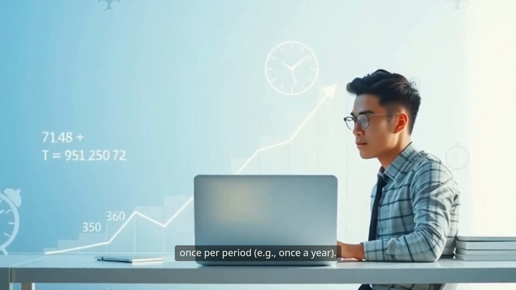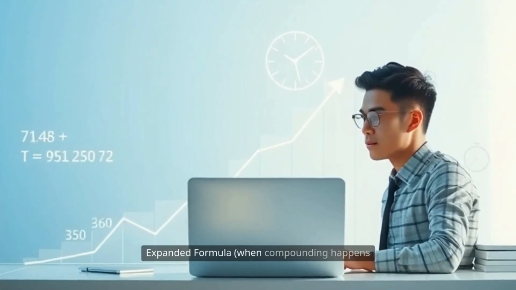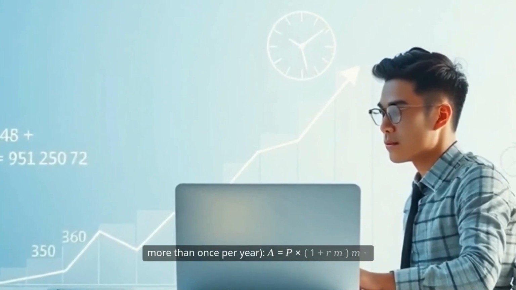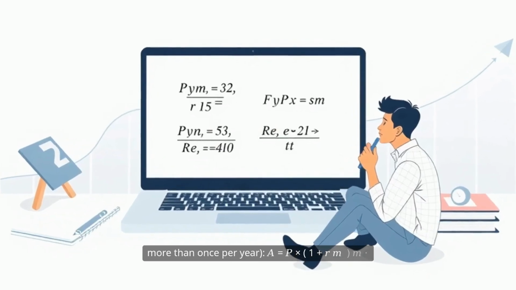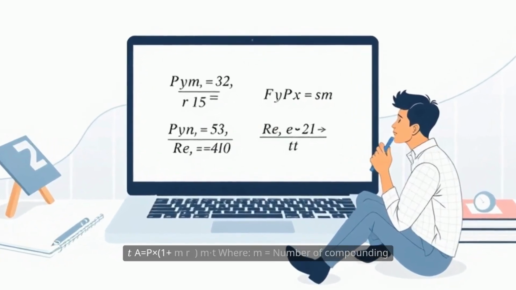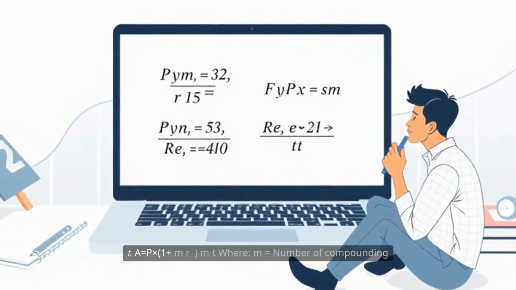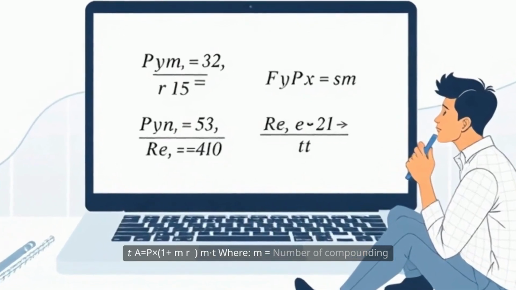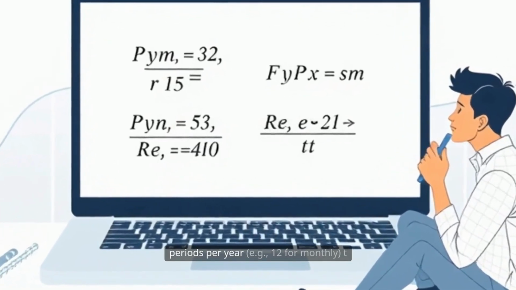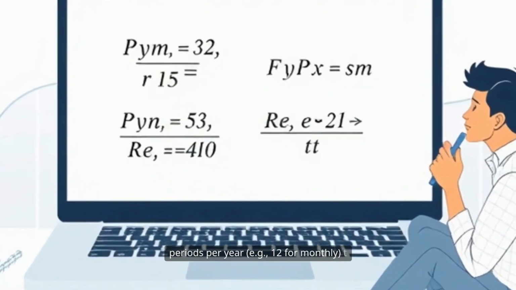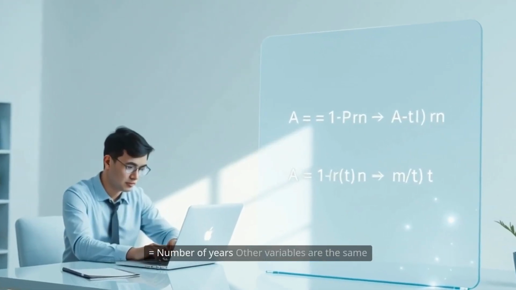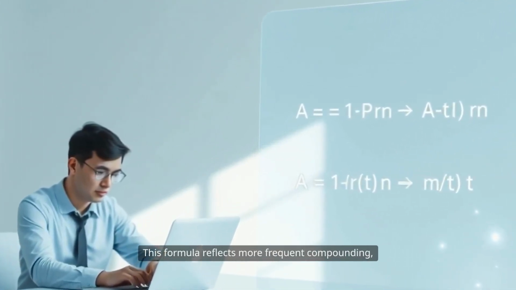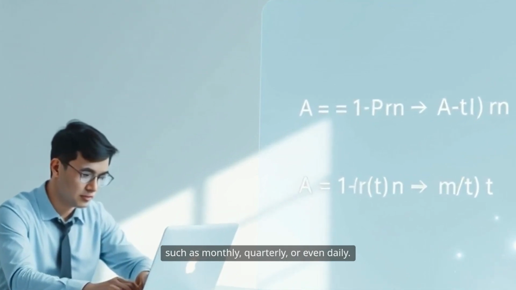B. Expanded formula, when compounding happens more than once per year. A = P x (1 + r/m)^(mt), where m equals number of compounding periods per year, e.g. 12 for monthly. t is number of years. Other variables are the same. This formula reflects more frequent compounding, such as monthly, quarterly, or even daily.